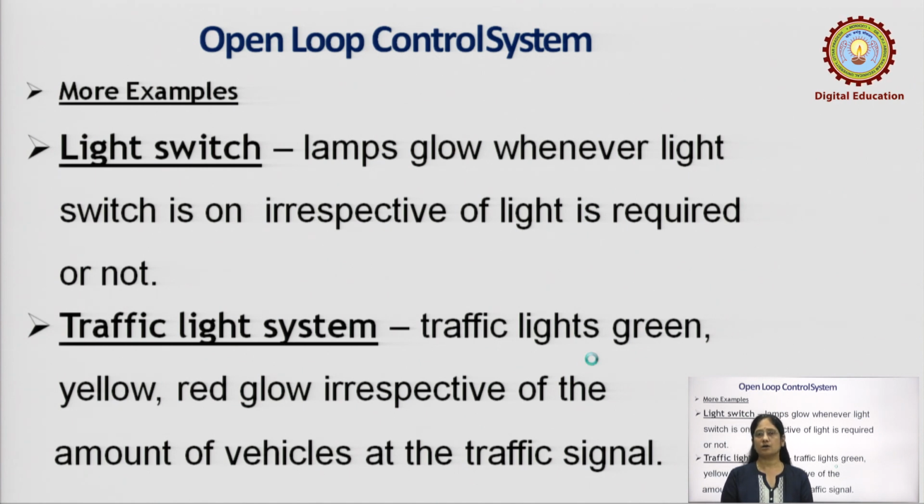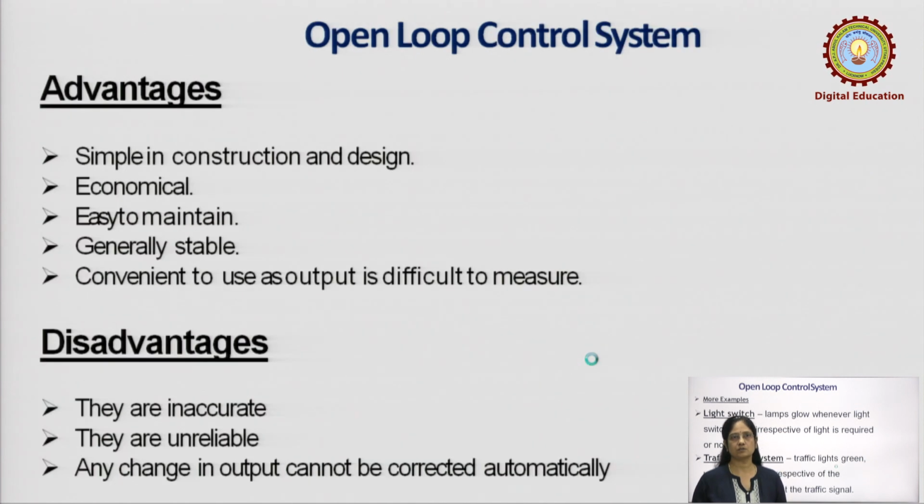Why here? Because irrespective of the number of vehicles at the traffic signal, the green light will be on. Maybe after 10 seconds there are no vehicles moving from one direction to the other, but the light is still green, because the traffic towards that end is not so heavy as towards the other end. But as the system is preset for a particular time, that is 60 seconds, it will keep glowing as a green signal, whereas the other direction, where the number of vehicles is more, is still at the red signal. So, such systems are open loop control systems.